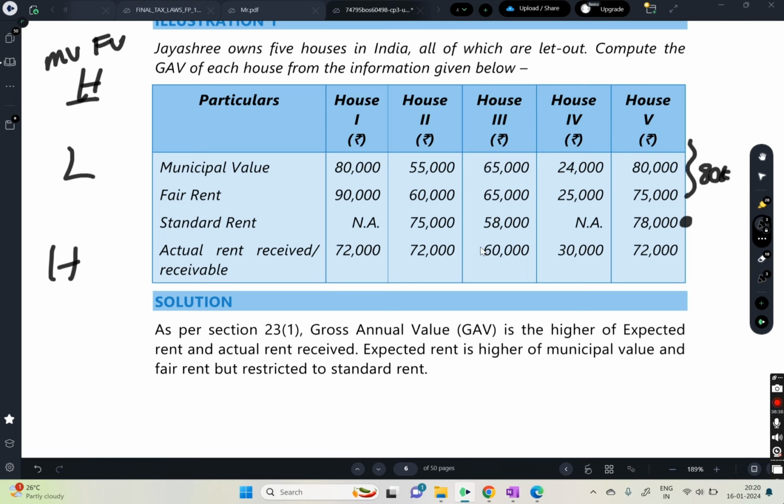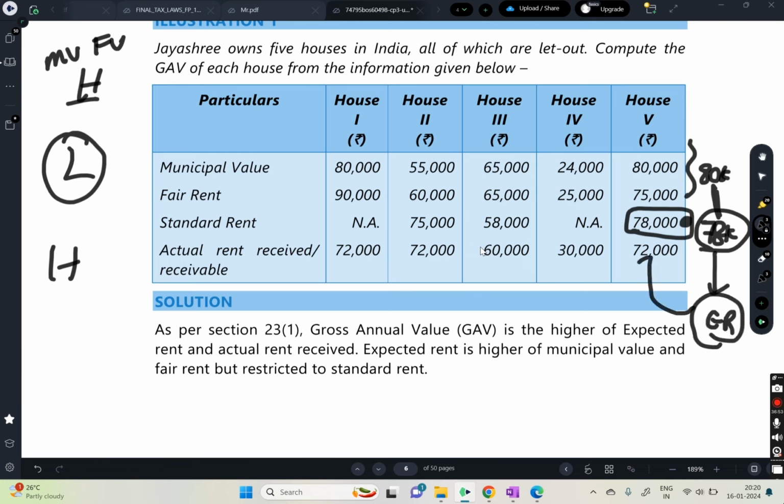Standard rent is 78,000. Whichever is lower, 80,000 or 78,000? 78,000 is lower. This 78,000 will be called the expected rent. Then we compare it with the actual rent.